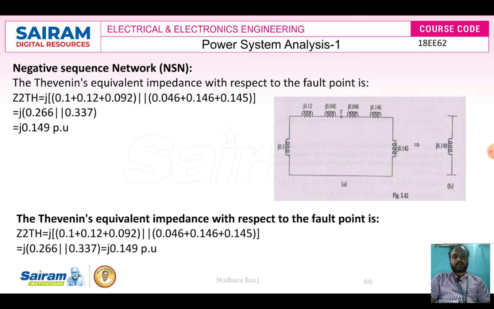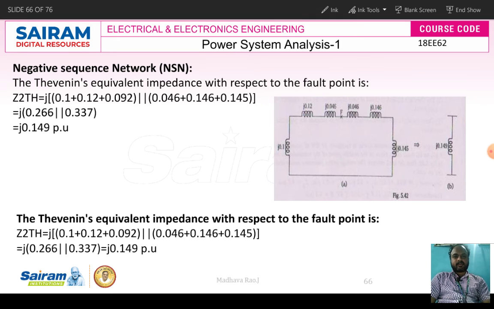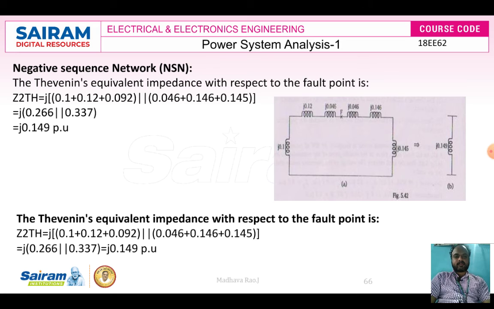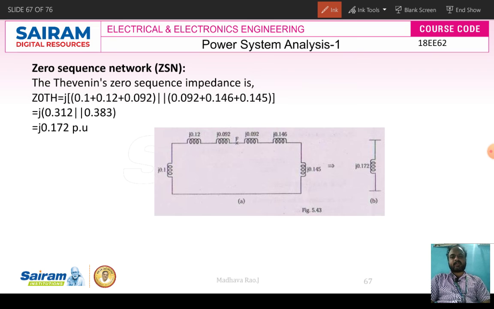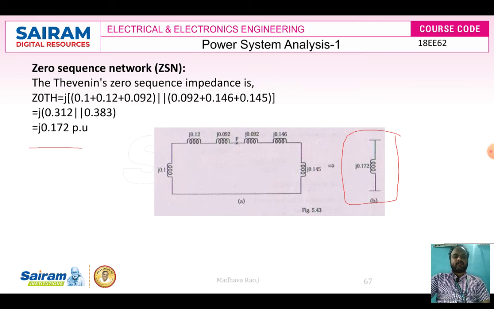Next, the zero sequence network we can also see. This is the zero sequence network. In this, voltage sources and current sources will not be there. Finally, only impedances and reactances will be there in this zero sequence network. The total impedance of the zero sequence network is equal to j0.172 per unit. So using these values, we are going to find out the fault current.